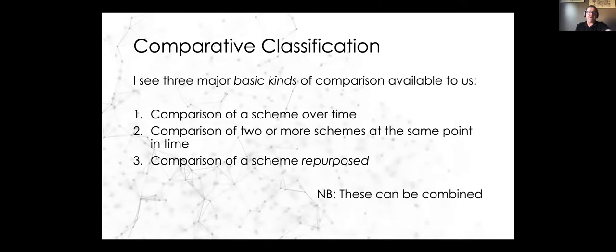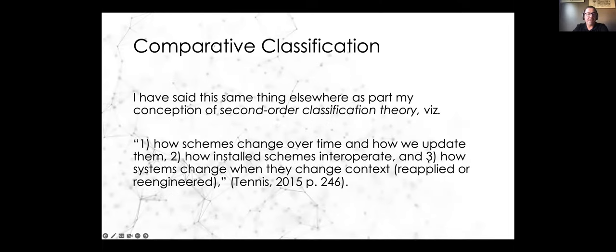For me, I think there are three major basic kinds of comparison available to us. We can compare over time, which I've spent a lot of my career doing. We can compare two or more schemes at the same point in time for multiple reasons. And then I think we can compare a scheme as it's been repurposed, and I'll talk more about this when I get to that section on what that means to me. And just to note, these can be combined. These are not mutually exclusive things, and we can do them together or in any kind of combination.